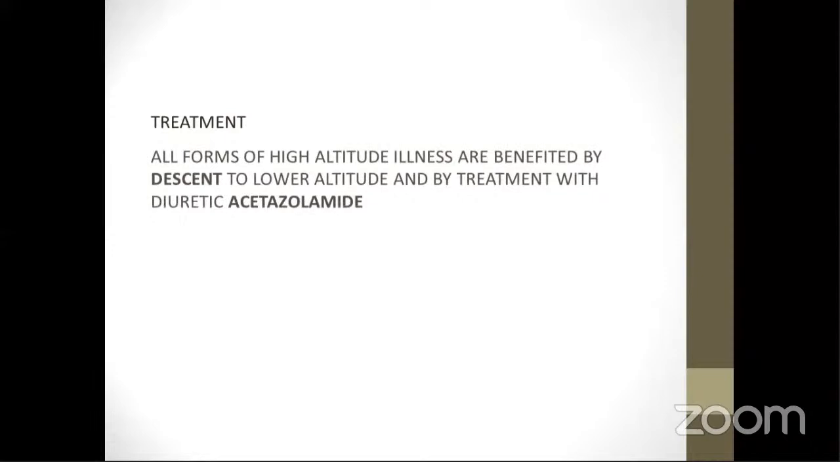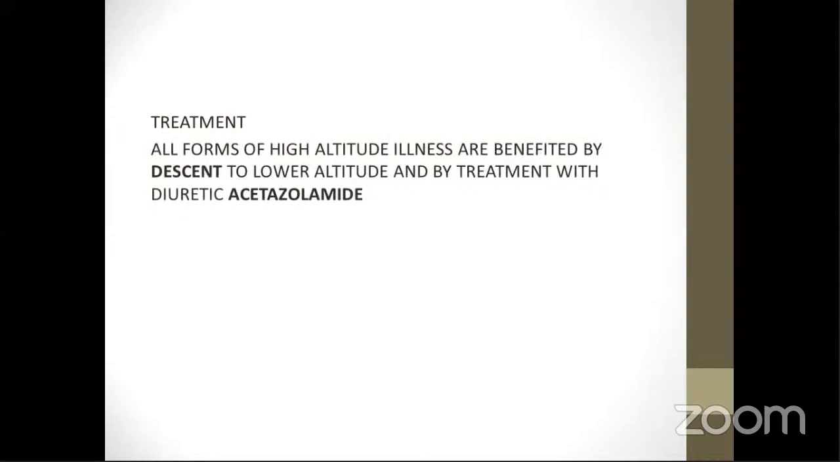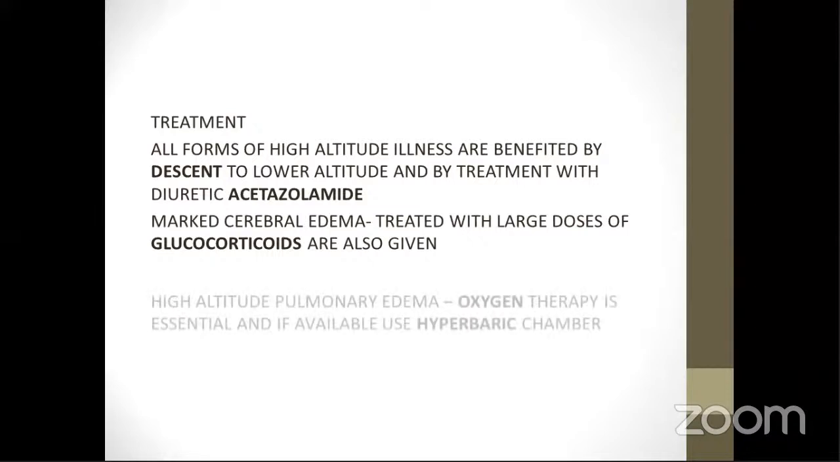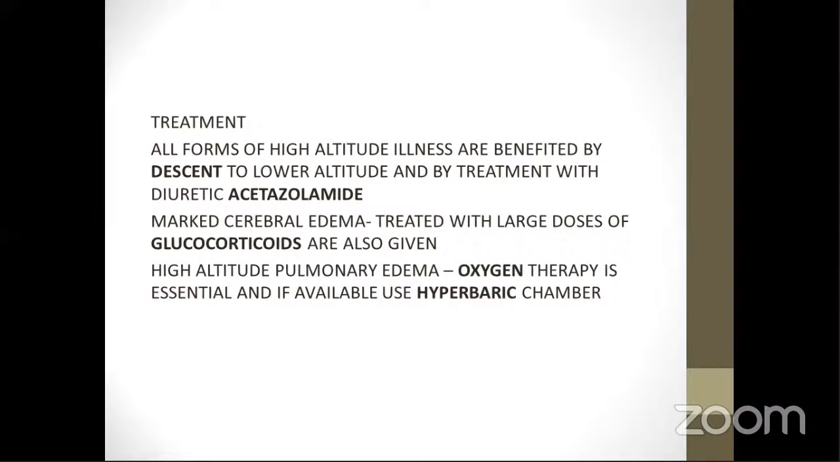So that finishes high altitude physiology. And how do you treat all these altitude illnesses? A few points about treatment also. All forms of high altitude illnesses are treated by descent to lower altitude, and by treatment with the diuretic acetazolamide. Cerebral edema is treated with glucocorticoids, and pulmonary edema is treated with oxygen therapy, and if available, use a hyperbaric chamber.